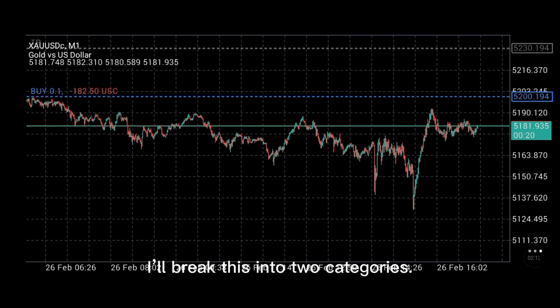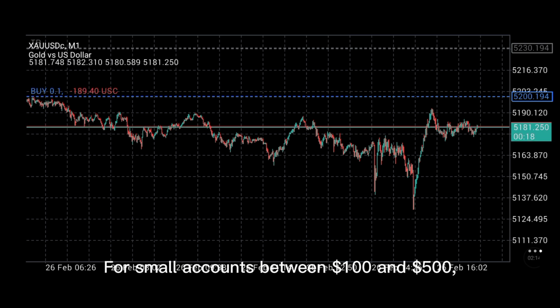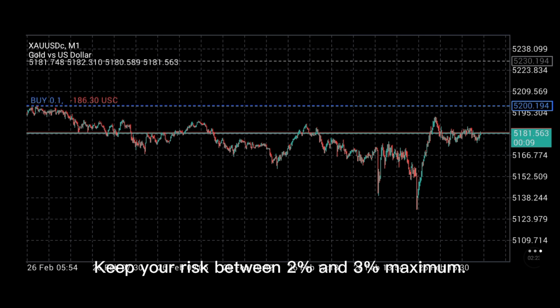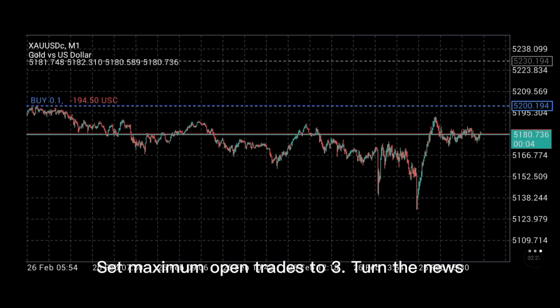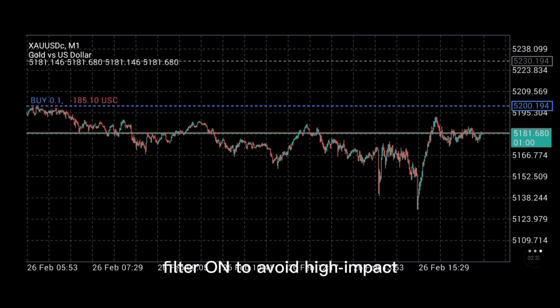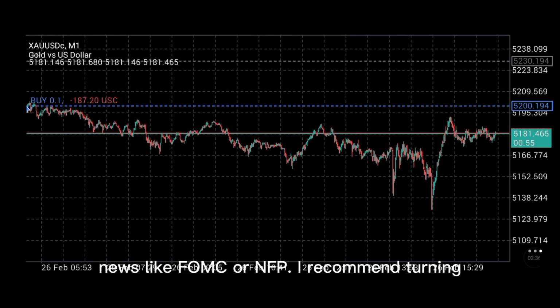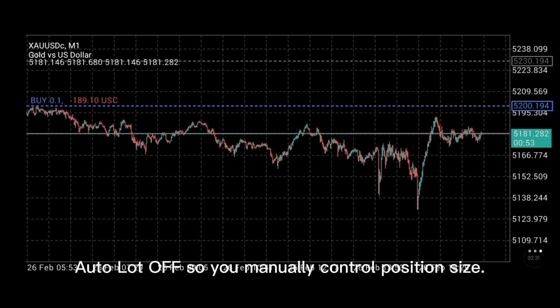I'll break this into two categories. For small accounts between $100 and $500, use 0.01 lot per $100 balance. Keep your risk between 2% and 3% maximum. Set maximum open trades to 3. Turn the news filter on to avoid high-impact news like FOMC or NFP. I recommend turning auto lot OFF so you manually control position size.